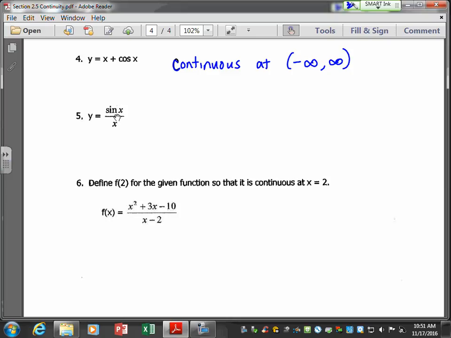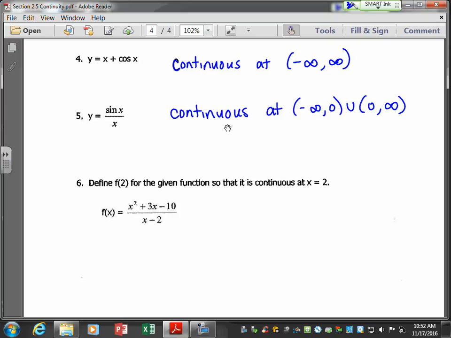What about this? It's rational, so what's the place that it's discontinuous? Yeah, it's discontinuous at x equals 0, so you can make that note. So continuous at, give it to me, negative infinity to 0, and then 0 to infinity. Good. Okay. All right.